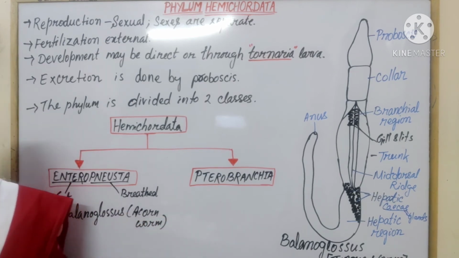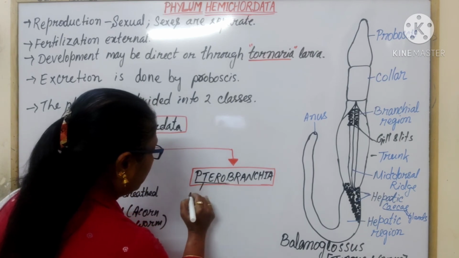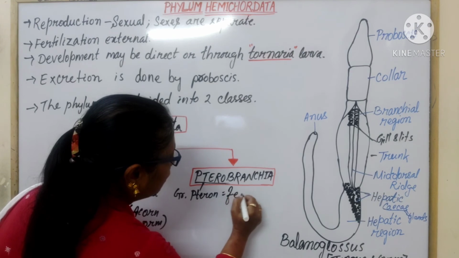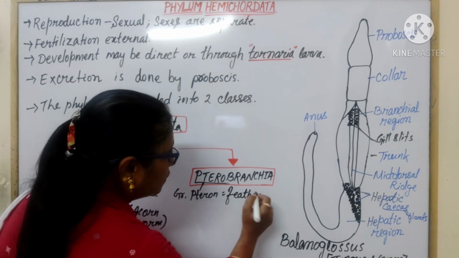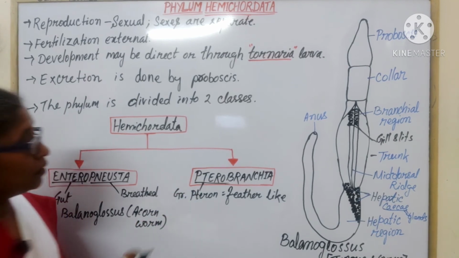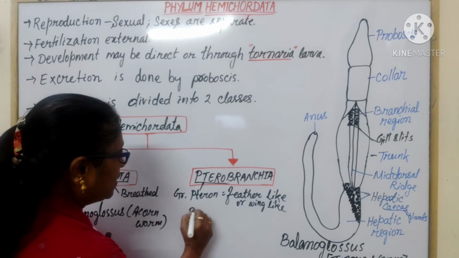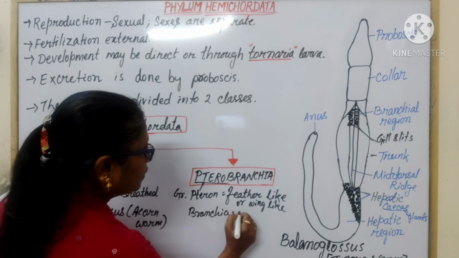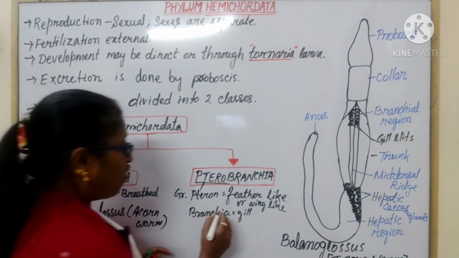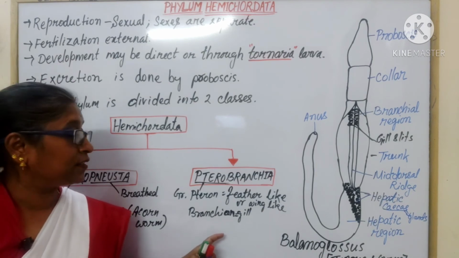The Pterobranchia: pteron, a Greek word, means feather or wing like, and branchia means gills. So these have feather-like or wing-like gills present. Example is Rhabdopleura.